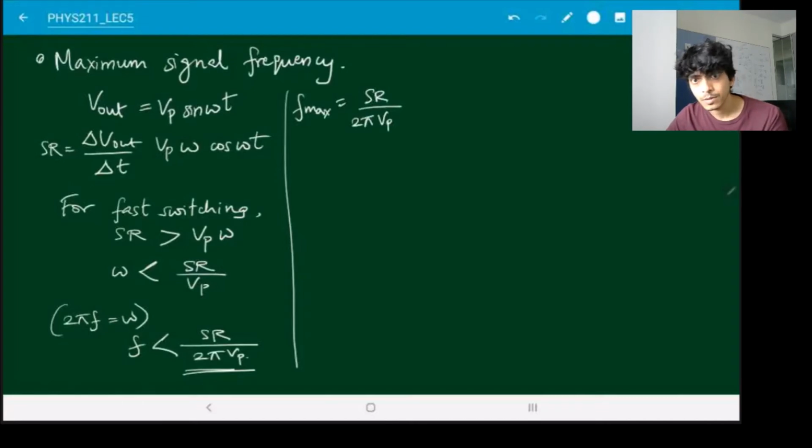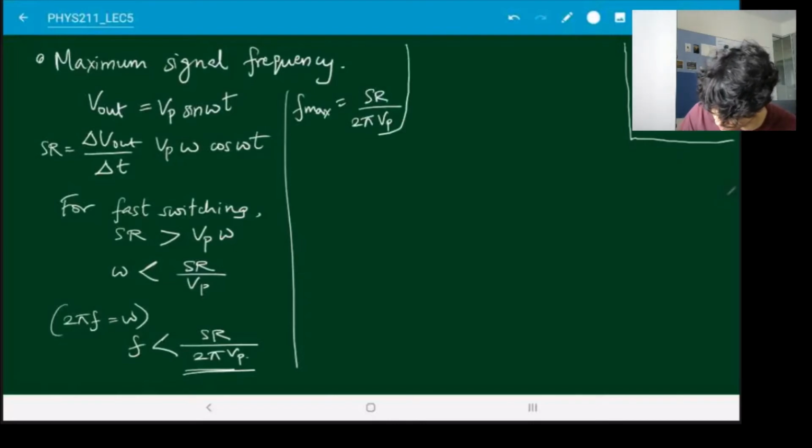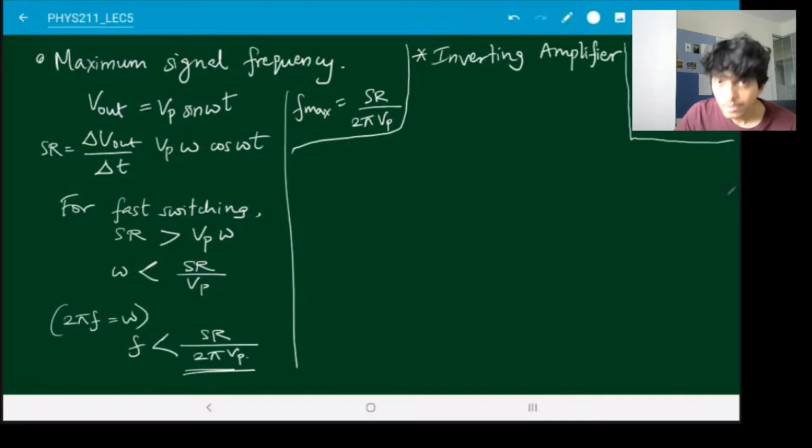Okay, so now we are ready to start analyzing some actual circuits using op-amps. So let's take some relatively easy ones. And we will first take what is called the inverting amplifier. Remember, your CE amplifier with the transistor that we studied some time ago, that is also an inverting amplifier. It inverts the sign of the signal. So let's see what an inverting amplifier looks like with an op-amp.